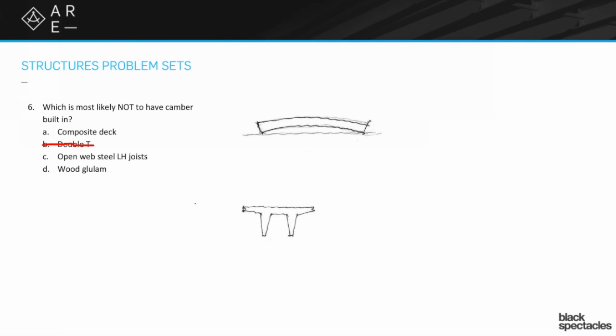Yep. And then let's take a look at the open web steel LH joists. Those are long span joists, and the LH is what's telling us that.